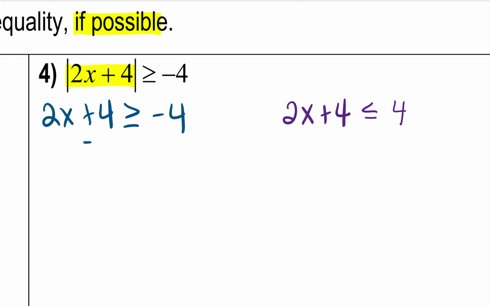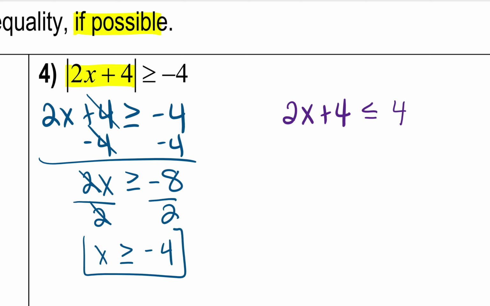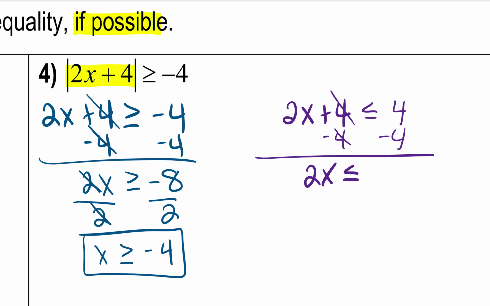Now I can solve. Minus 4, 2x greater than or equal to, was that negative 8? Divided by 2, that's negative 4. Okay, so x is greater than or equal to negative 4, that's one answer. And the next one, minus 4, minus 4. That would be 0. Oh, sweet. Divide by 2, so x is less than or equal to 0.